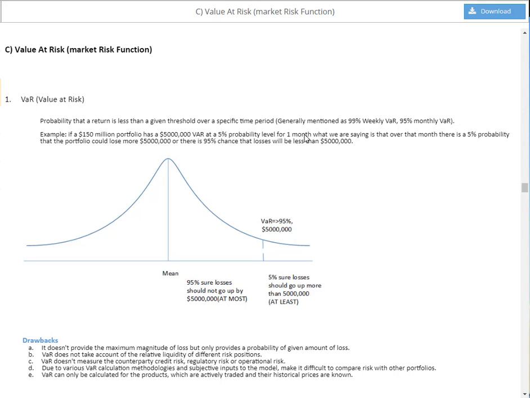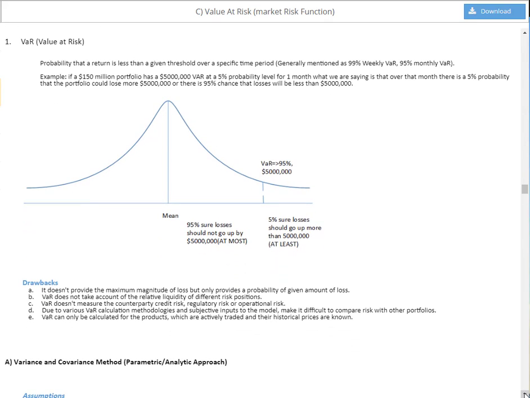So what does it mean? Over that month there is a 5% probability that the portfolio could lose more than 5 million, on the right hand side, or we can say that there is a 95% chance the losses will be less than 5 million. Or, using the left hand side portion of the curve, there's a 95% chance that losses will be less than 5 million.